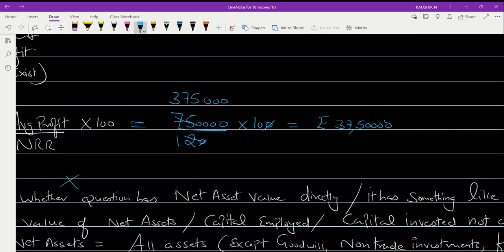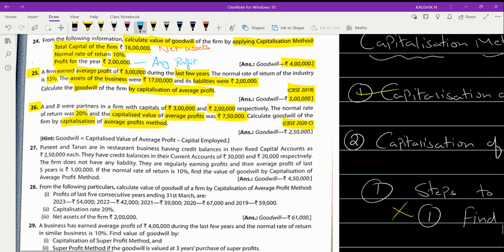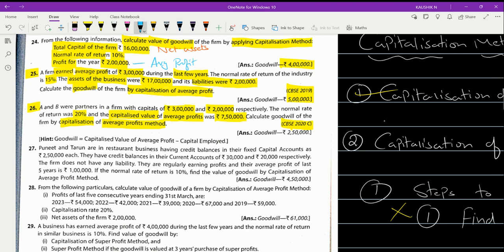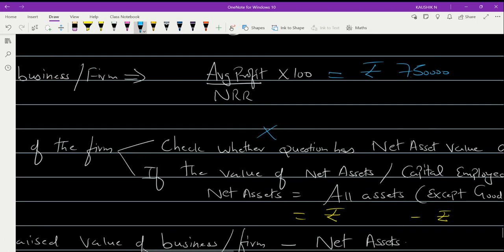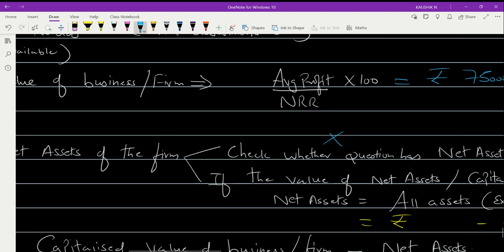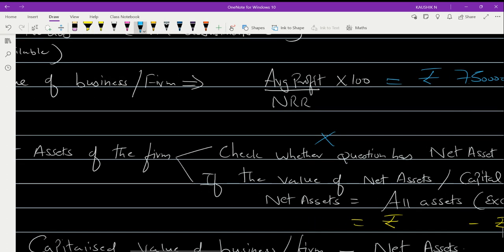I'm extremely sorry, I made a mistake. Kindly excuse, I read it wrongly. So the value is rupees 7,50,000, because the statement says very clearly it is capitalized value of average profit. They did not say the average profit of the firm was 7 lakh 50. It is mentioned as the capitalized value of your average profit is 7 lakh 50. So the value is not your average profit. The capitalized value of your business is 7 lakh 50. Is it clear?